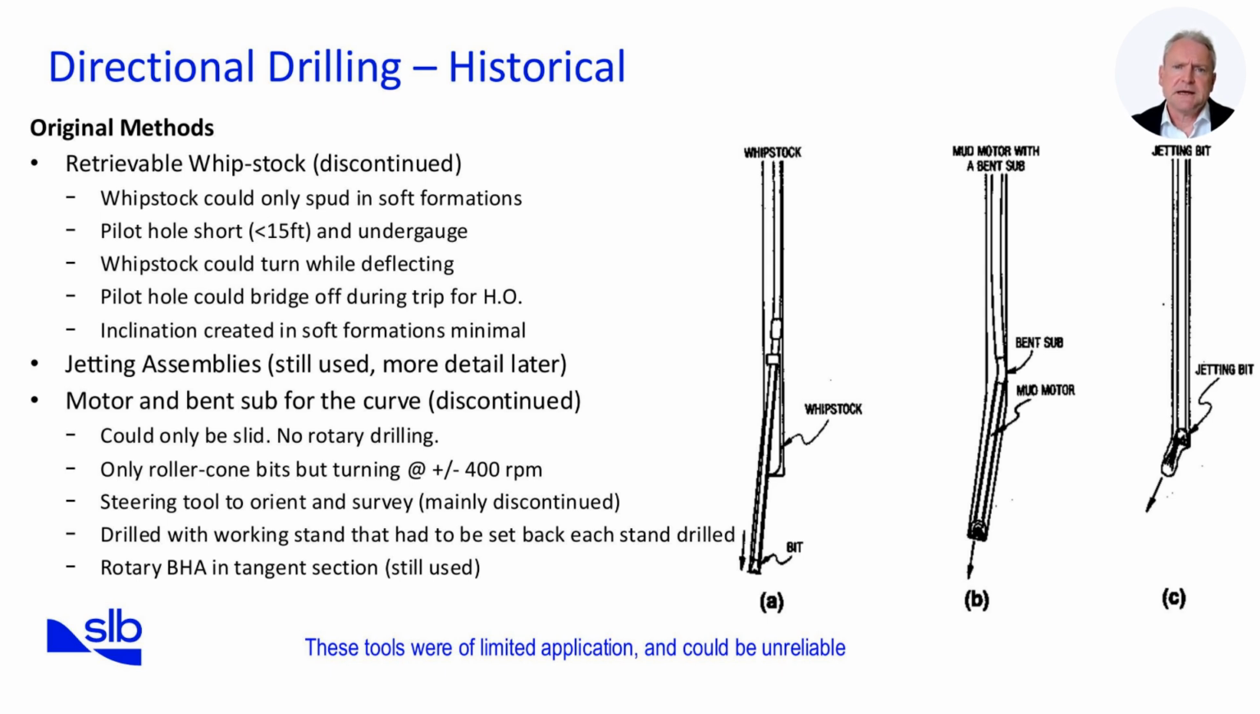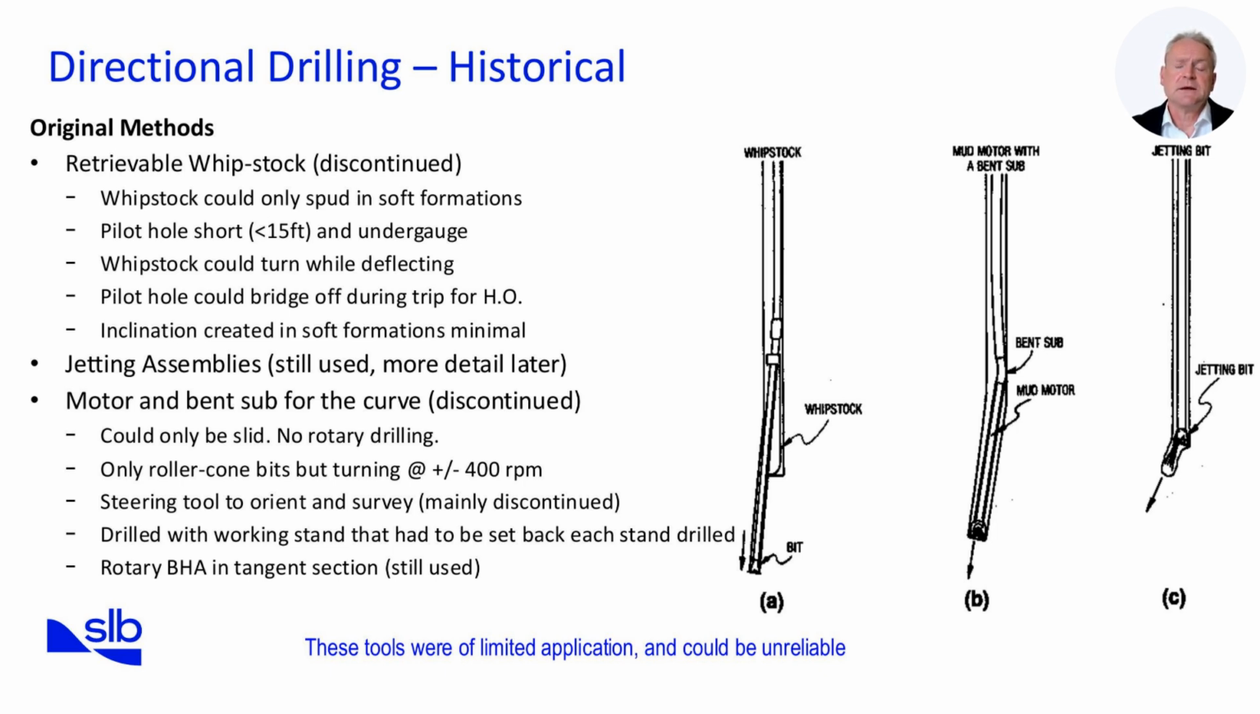3. Jetting assemblies. The third method refers to the use of high-pressure mud jets through specially designed bit nozzles to erode the formation and steer the bit. Instead of mechanically pushing the bit to one side, as with a whipstock or bent sub, jetting relies on hydraulic energy to wear away the rock in a targeted direction.